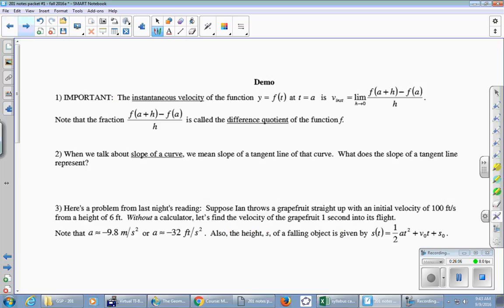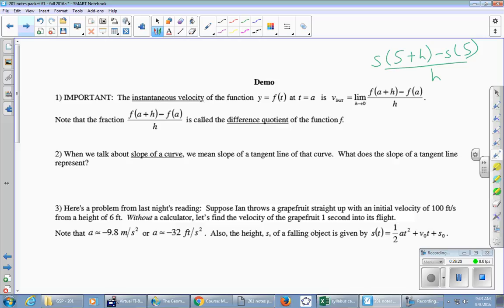So on the very next page, number 1, the instantaneous velocity of the function y equals f of t, this used to be s a moment ago, at t equals a, that a used to be 5 a moment ago, is given by this crazy formula. Again, I'll write on the previous page. It said s of 5 plus h minus s of 5 over h. It is just slightly more general right now. The 5s became a's. The s, which was a height function, became just a generic f function. Any old function you want, still going to send h towards 0 every time. Note that this fraction is called the difference quotient. You might have seen that phrase someplace else. It might be in your book.